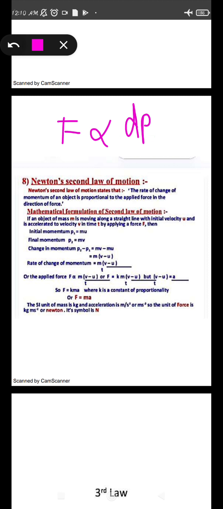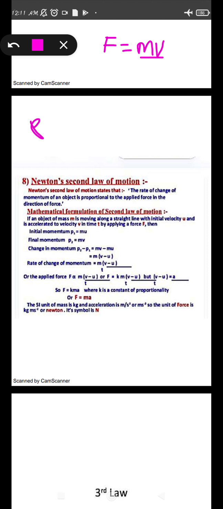To tell us this, he described the derivation and gave the formula for F. Now, if the velocity of the body changes, let the final momentum be mv, because the product of mass and velocity is momentum, p equals mv. The initial momentum is mu and the final momentum is mv. So the rate of change of momentum with respect to time is given by the force.